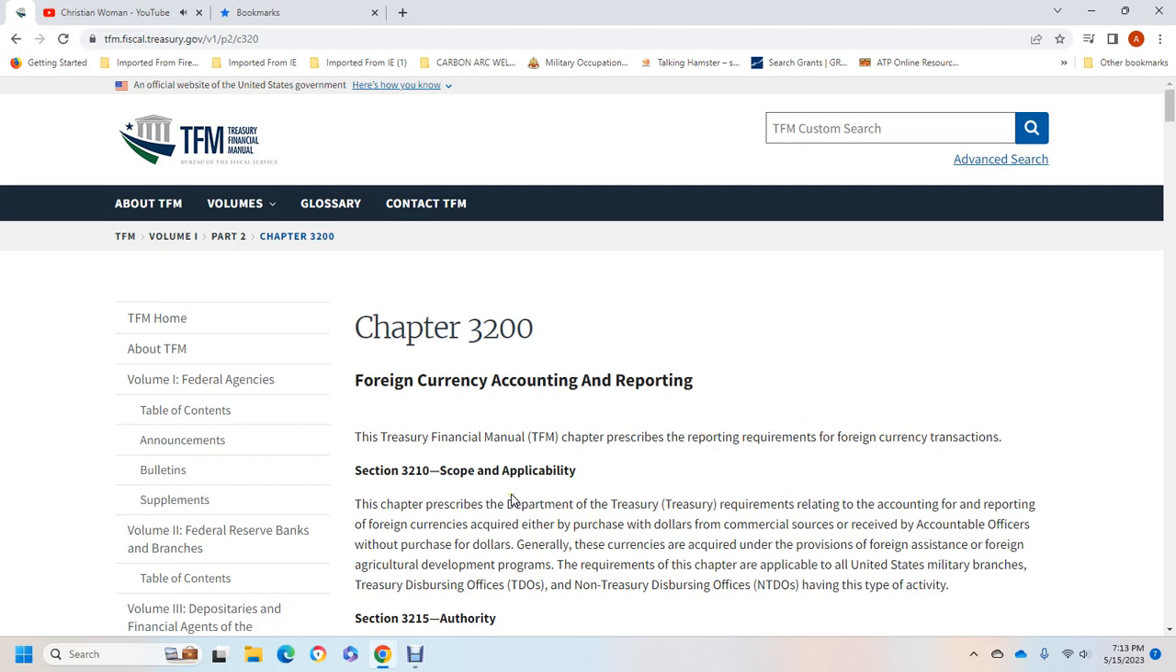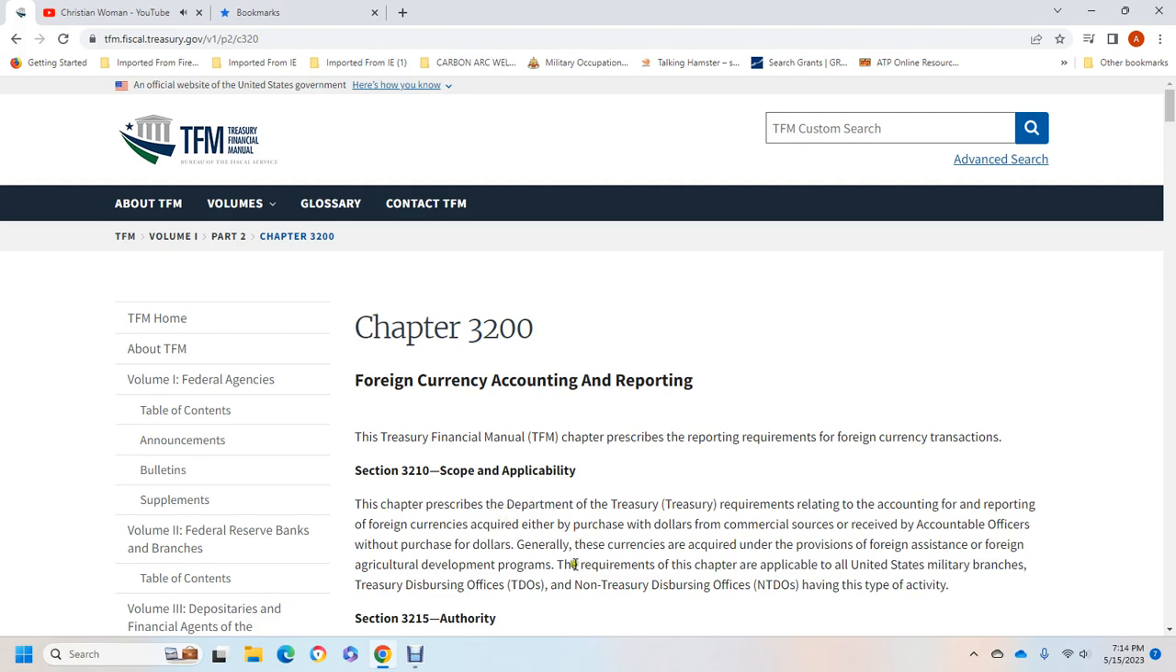Section 3210, scope and applicability. This chapter is prescribed for the Department of the Treasury for the requirements of accounting and reporting of foreign currency acquired through either the purchase of dollars for the commercial course, or by the accountable officer for the purchase of dollars, generally for these currencies required for the provision of foreign assurance and the foreign agricultural development program. The chapter is applicable for the United States and the military branches.